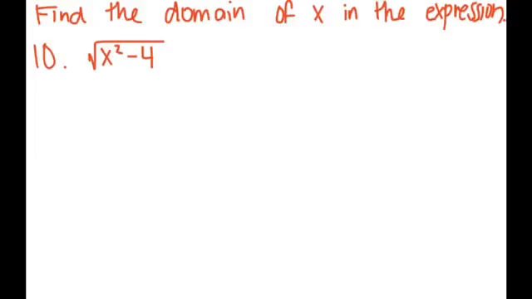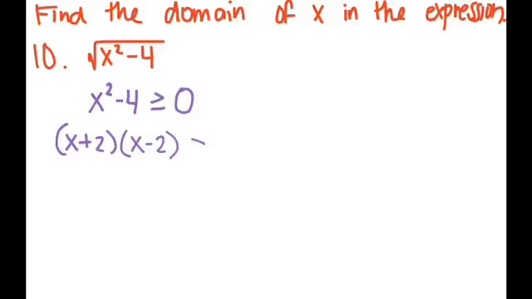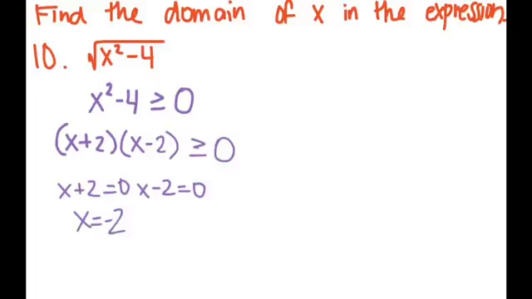So the last problem would be to find the domain of x in the expression. So the expression is the square root of x squared minus 4. The first thing we would do is set what's underneath the square root greater than or equal to 0. And then factor this out to x plus 2 and x minus 2, which gives us our key numbers of -2 and +2.